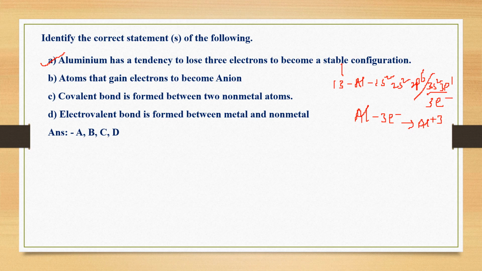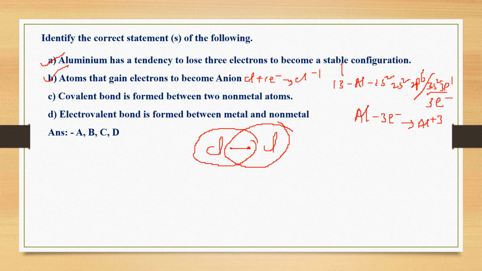Next: atoms gain electrons to become anions. Naturally. Suppose you take Cl: by gaining one electron, it will become an anion, that is Cl minus. Yes, exactly. That is also the right answer. The third option is: a covalent bond is formed between two non-metal atoms. Yes, naturally. A covalent bond is always formed between two non-metals. Suppose you take chlorine with one electron and another chlorine with one electron. Naturally mutual sharing takes place. So a covalent bond is formed between two non-metals. This is also the right answer.